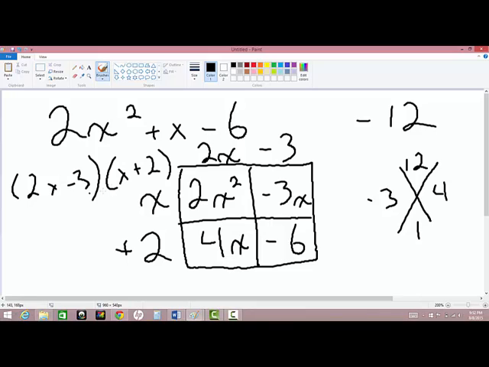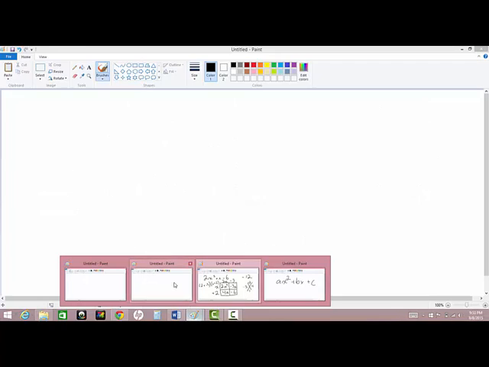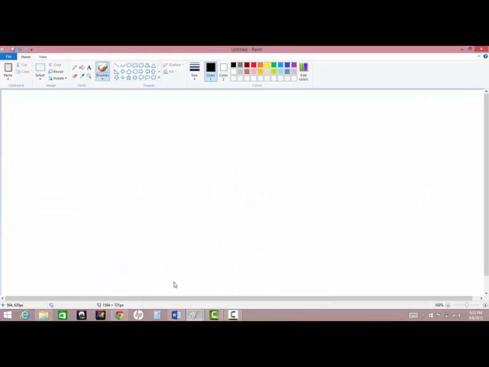This here, the negative 3x, or negative 3 times x gives us negative 3x, and 2x times the 2 gives us 4x, which is exactly what we have here. Negative 3x and a 4x, when you combine them, you get one positive x here. So let's go ahead and take a look at another example of the trinomials here.